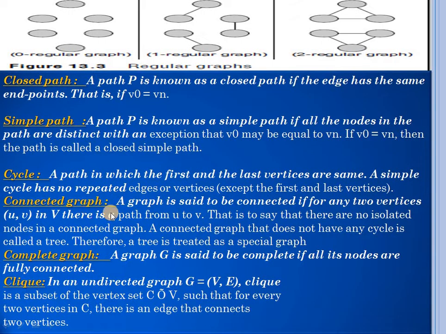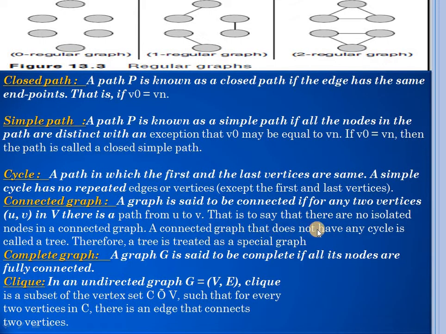Then connected graph. A graph is said to be connected if for any two vertices U and V in V, that is the vertex set, there is a path from U to V. That is to say that there are no isolated nodes in a connected graph.